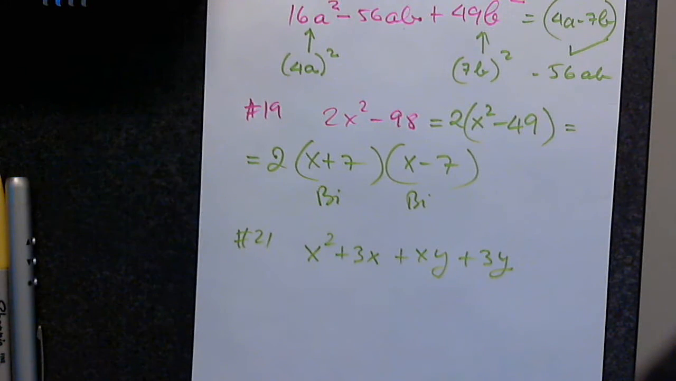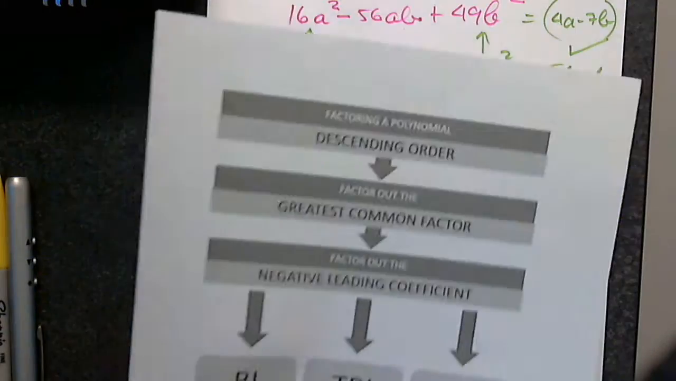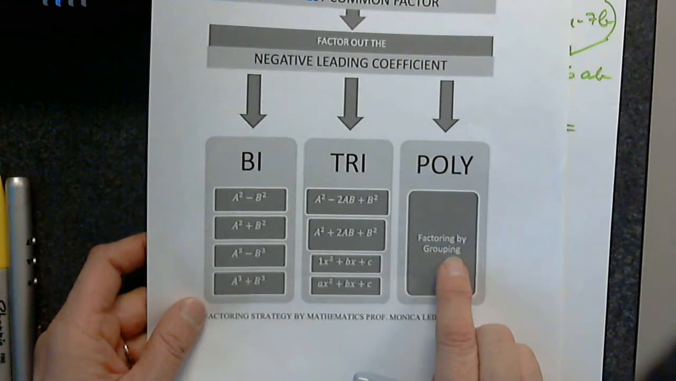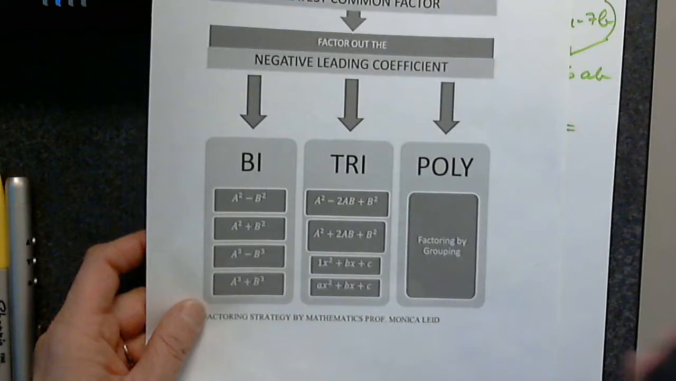Step 3. Greatest common factor in all four. There isn't one. Very good. A negative leading coefficient, none. So the only strategy here is factoring by grouping. So this is really the easiest.